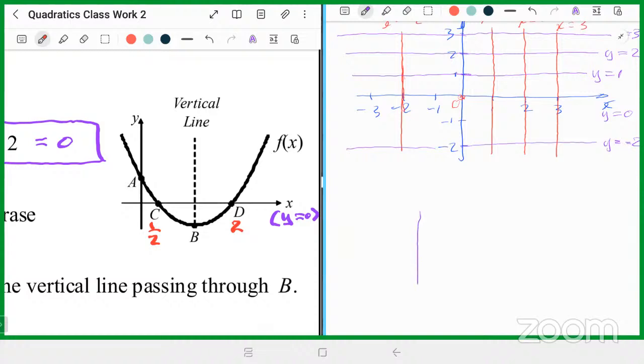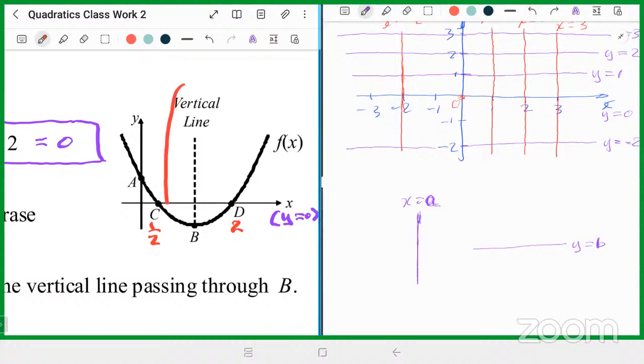So one way to do it is to remember that vertical lines have an equation x equals a, a being a number. But horizontal lines like this have an equation y equals b. So all vertical lines will have an equation looking like this. All horizontal lines will have an equation looking like this.